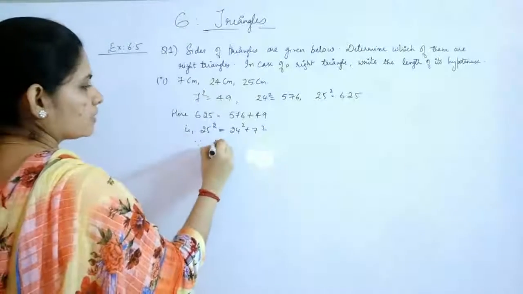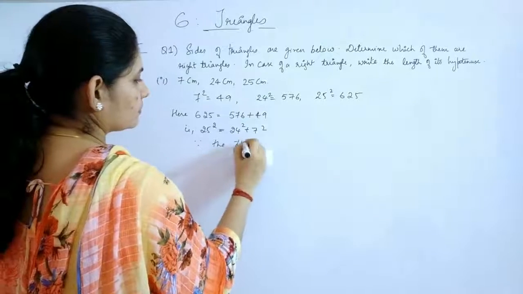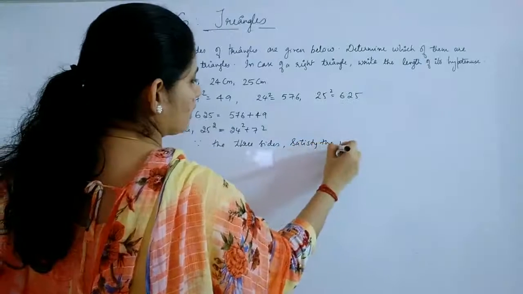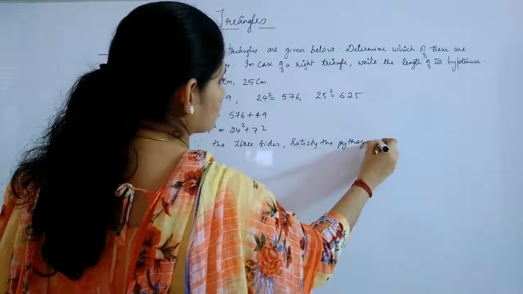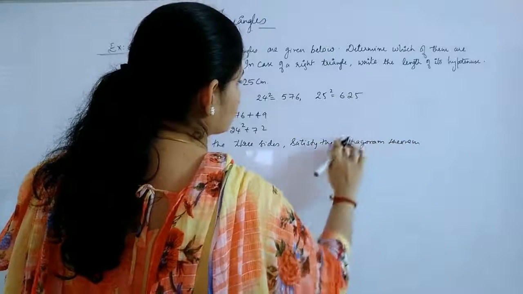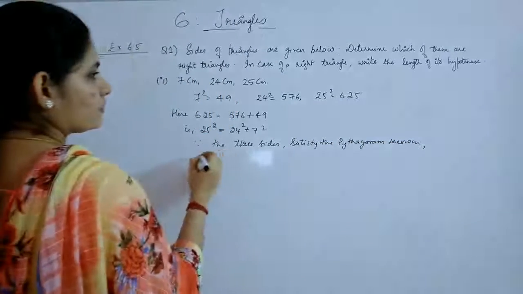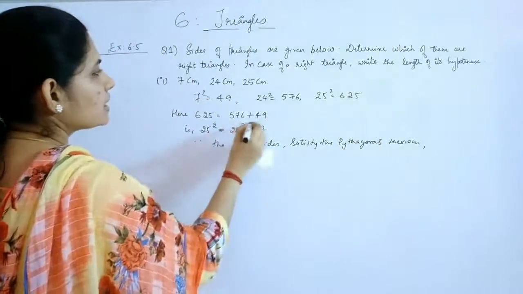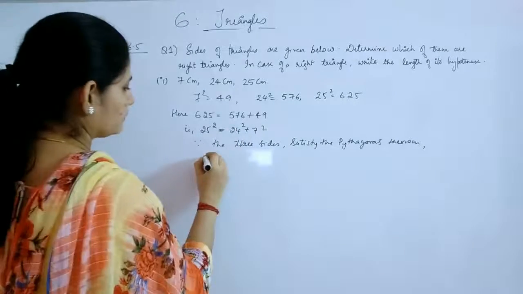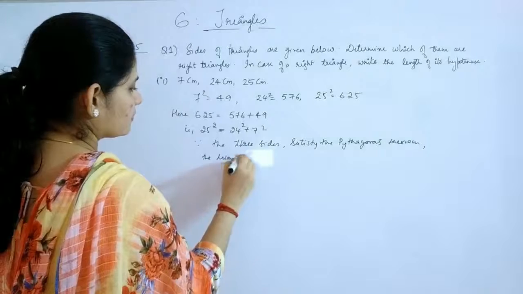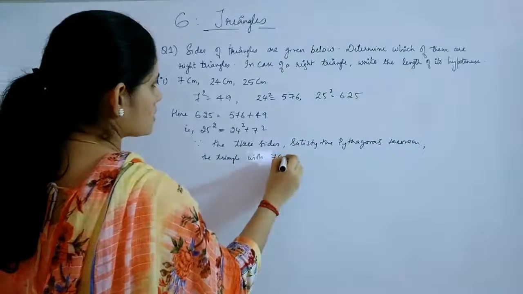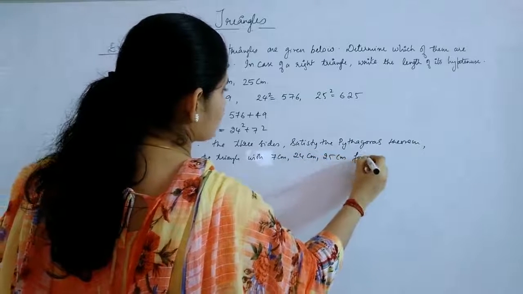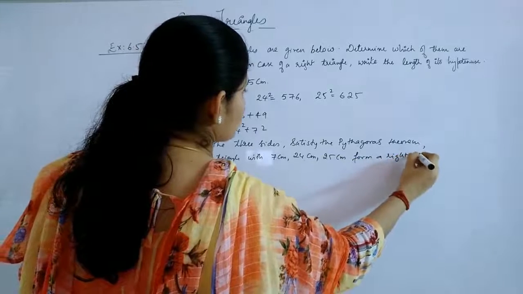Now, since the three sides satisfy the Pythagoras theorem, you can say that the triangle with these three sides will form a right angle. The triangle with 7 cm, 24 cm and 25 cm forms a right triangle.